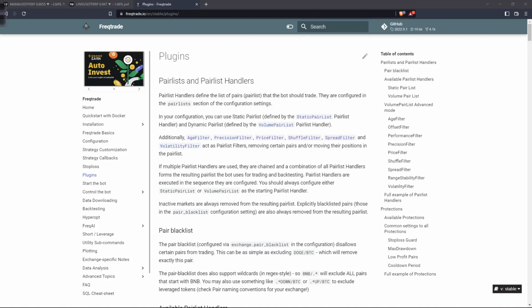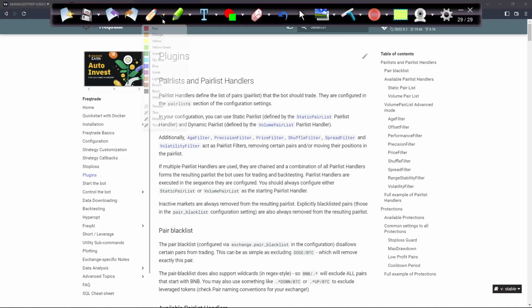Alright guys, so in this video I'm going to be talking about and reading through the Freqtrade plugins and see how we can use them to improve our trading performance. Okay, so let me just begin by interpreting what plugins are. What do we need, what problem are we trying to solve here?